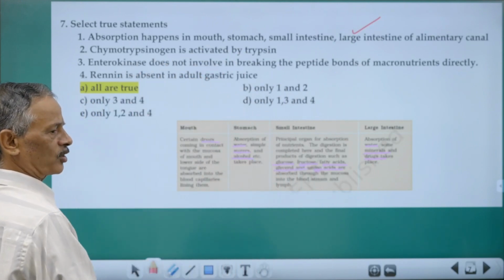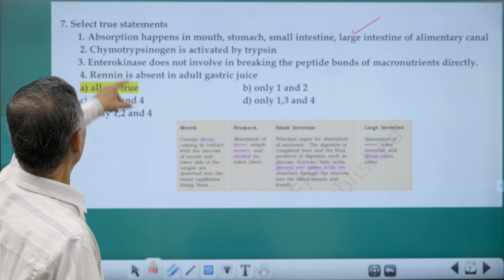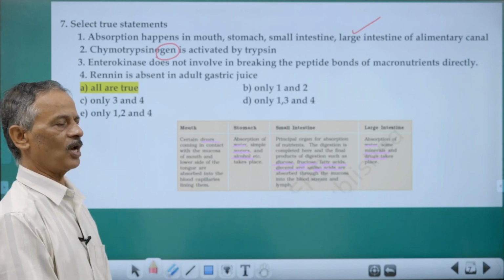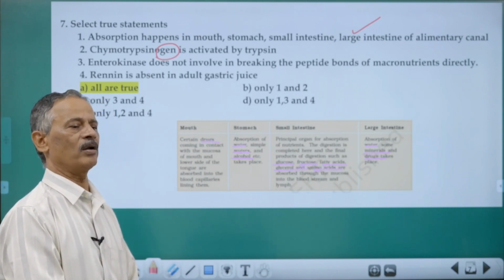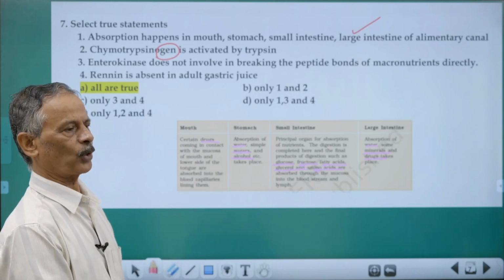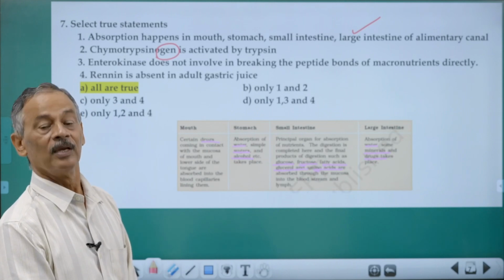Chymotrypsinogen. What is chymotrypsinogen? It is an enzyme produced by the pancreas. This is a gen. Protein digesting enzymes are produced in an inactive form called zymogen. They are to be activated. That's a mechanism for protecting the gland itself from the action of the enzyme it produces.